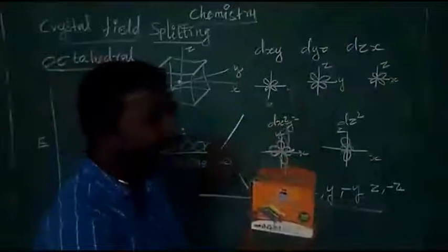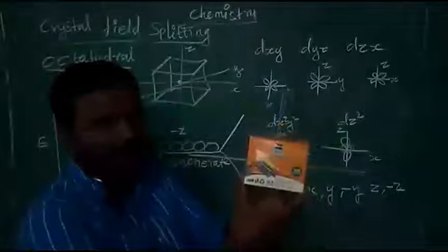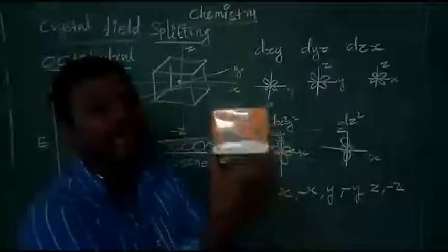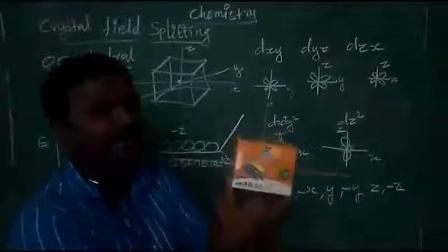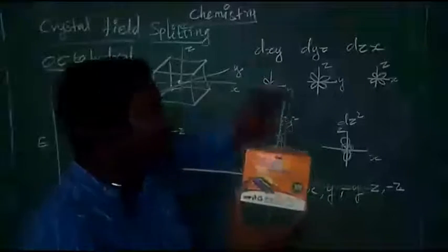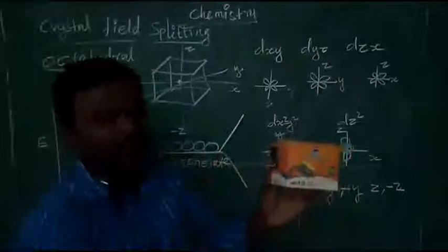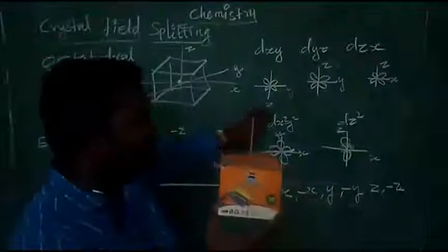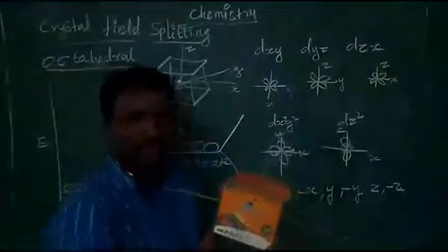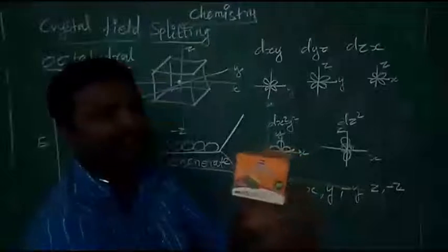These 5 degenerate orbitals are present in the middle of the cube, because in the middle of the cube we have the metal. In the metal we have these 5 degenerate orbitals. The first 3 have loops present in between the axes. If you take any two axes, in between we have the gaps, and there we have the orbitals. But dx squared minus y squared and dz squared are present along the axis, right? Wherever we have the axis.